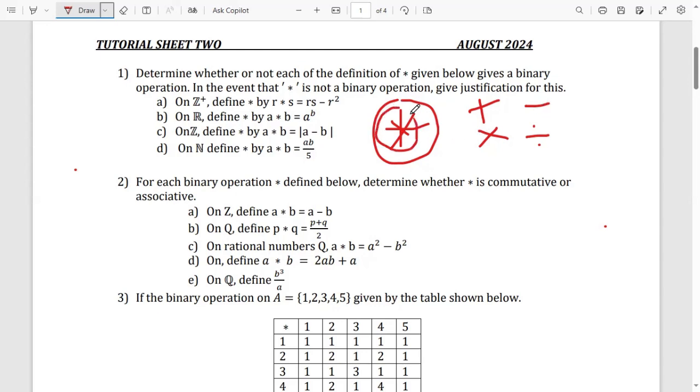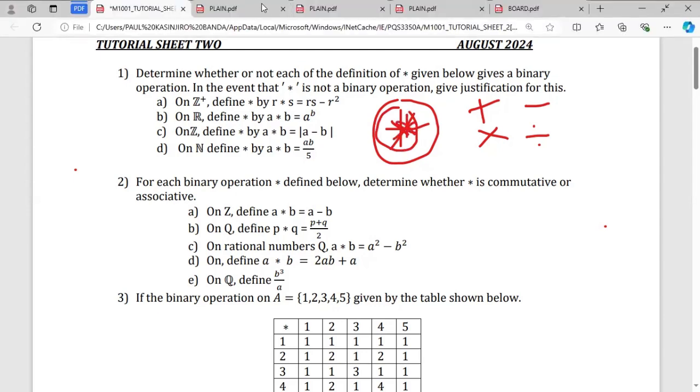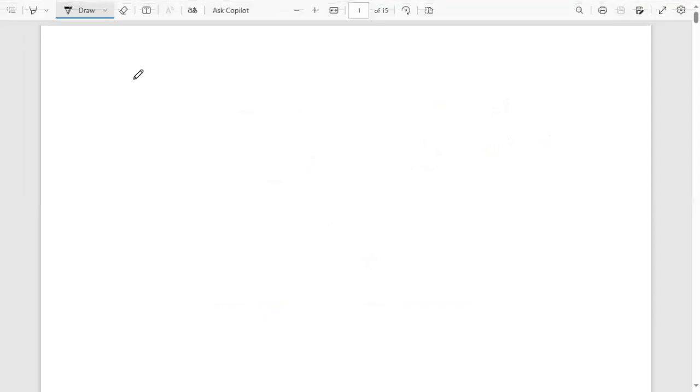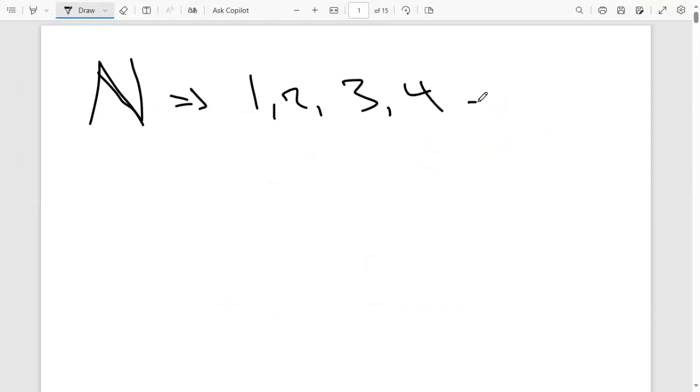So how do we test that a certain operation, in this case this star, is a binary operation? We use what we call the closure rule. For example, say you've been given the set of natural numbers. We know that the set of natural numbers starts from 1, 2, 3, 4, and goes on forever. If I get a binary operation, this star, and I test it on this set of natural numbers, the star is only a binary operation if it obeys the closure rule.